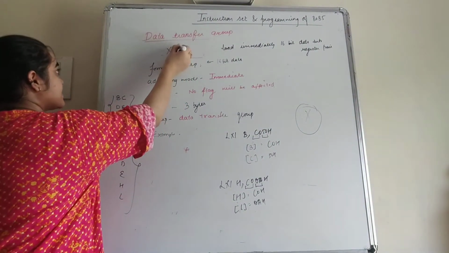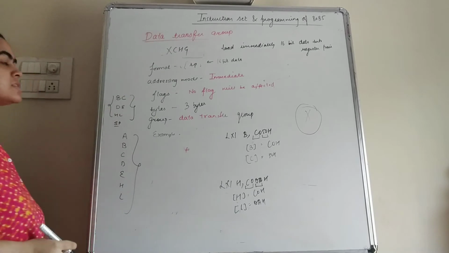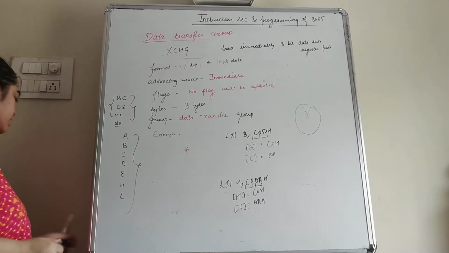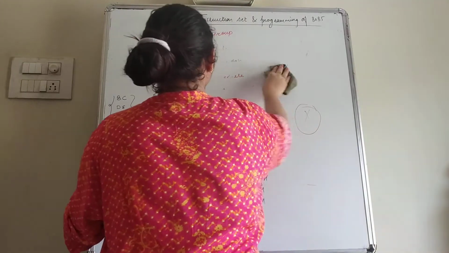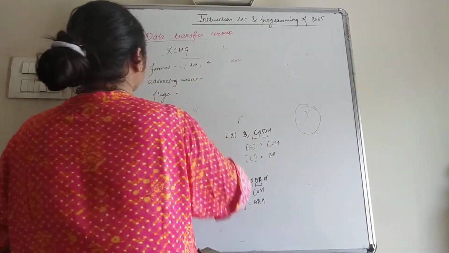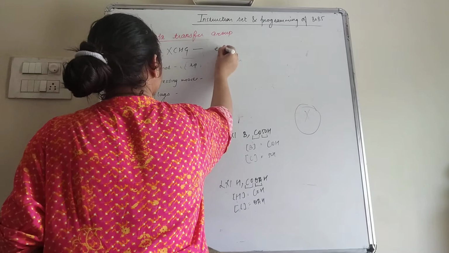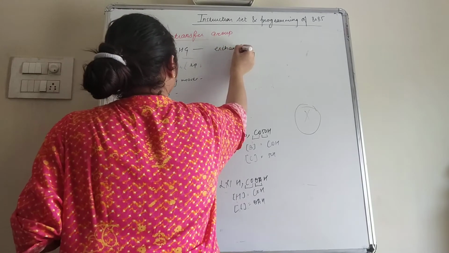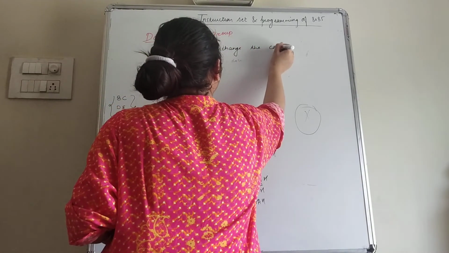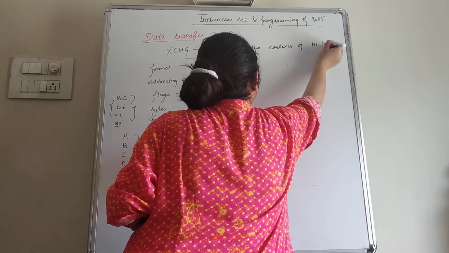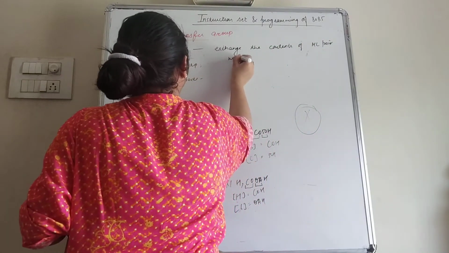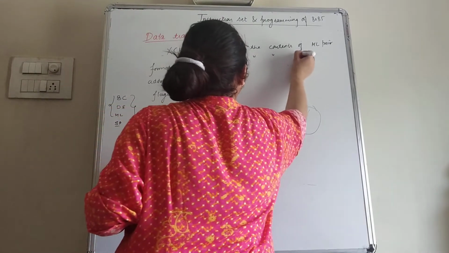So XCHG. This is the exchange instruction. This instruction means we can exchange the contents of the HL pair with the contents of the DE pair.